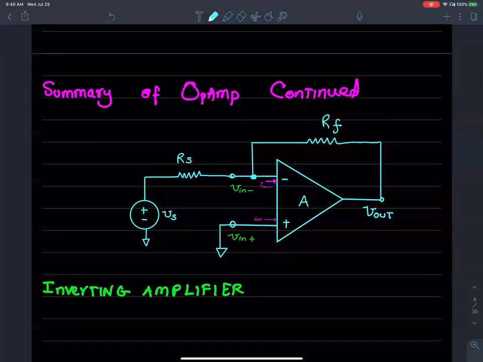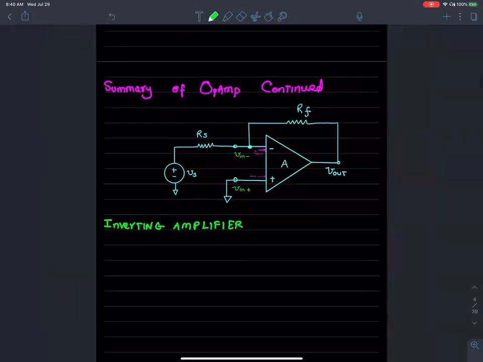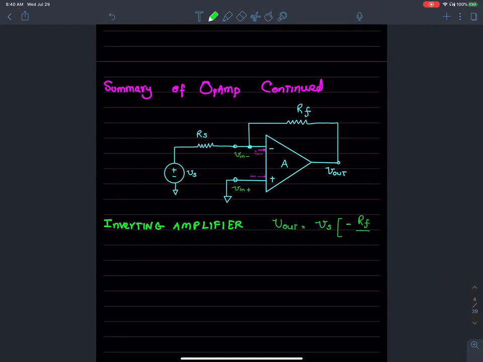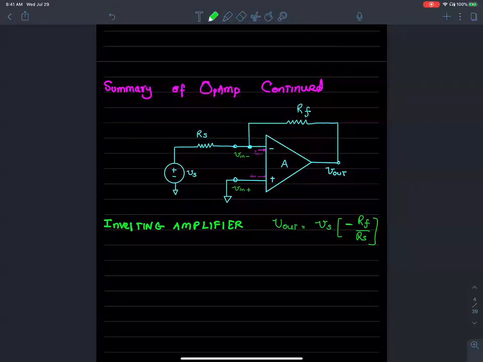In this case, I'll give you the expression here and worry about deriving it at a later time. Vout is going to be the input Vs multiplied by some factor of RF and RS. So, inverting amplifier.